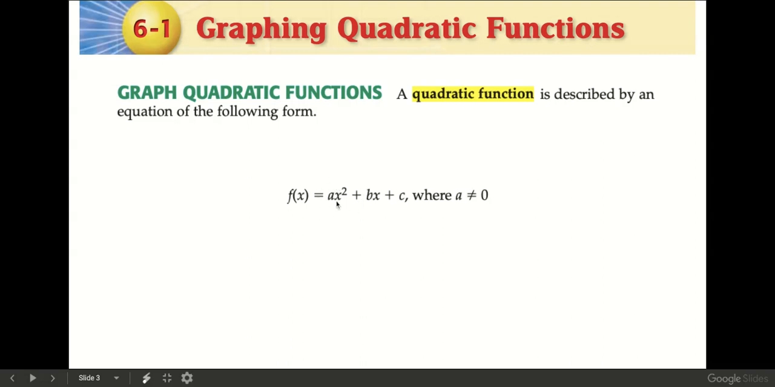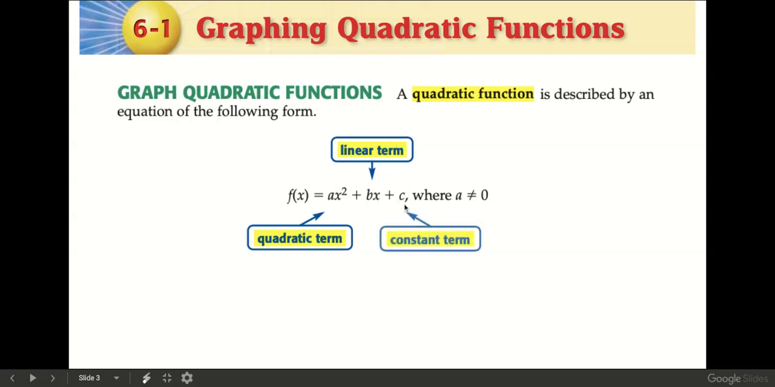Quadratic functions typically have an x squared term, or the variable squared. So we call this the quadratic term. So ax squared, the x squared term, is the quadratic term. Bx, where it's just the variable with no exponent, that's the linear term. And c is the constant term.